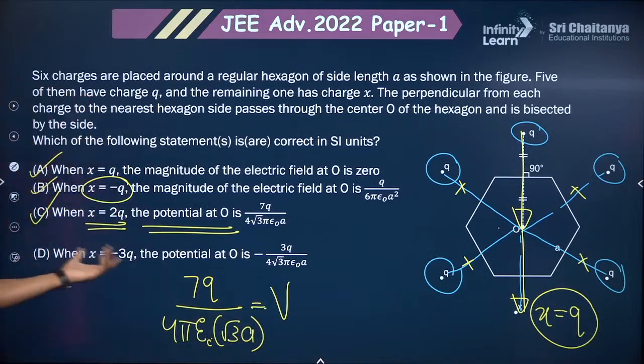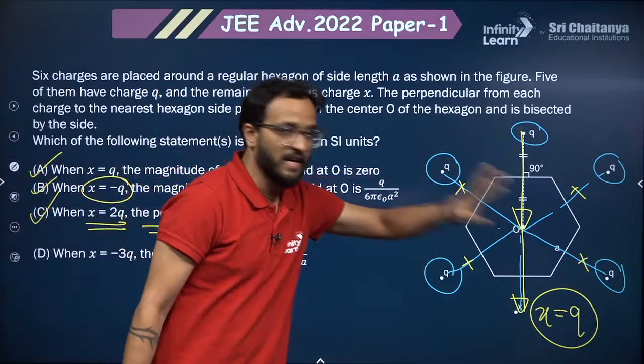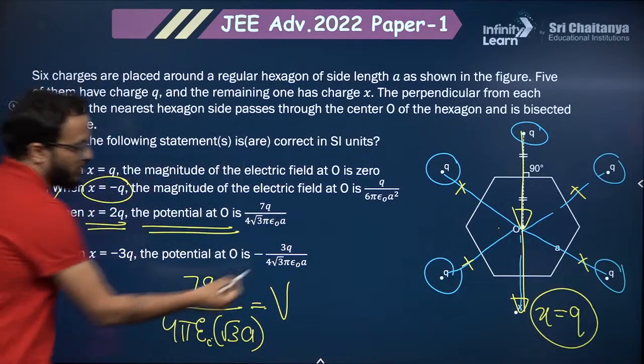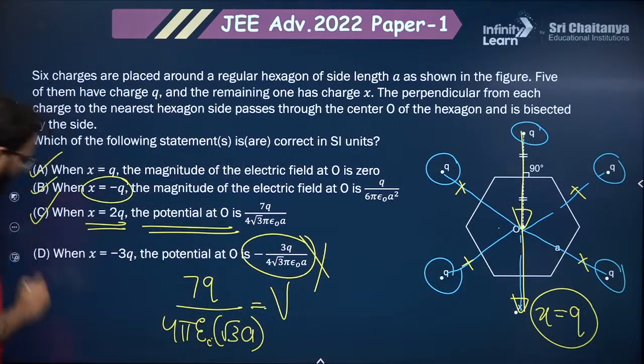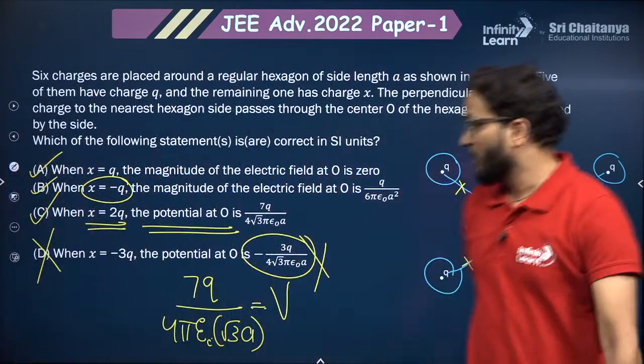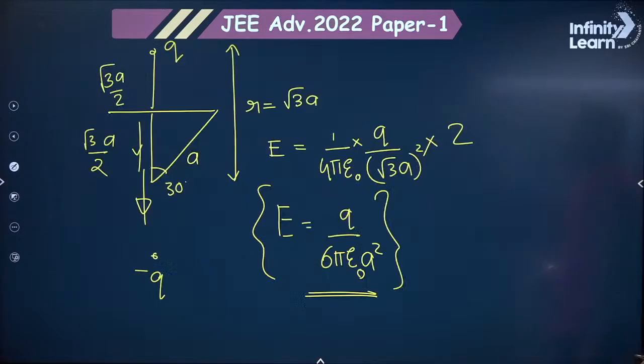Now D, when X is minus 3Q, obviously 1, 2, 3, 4, 5, 5Q minus 3Q, that is 2Q. So net charge will be 2Q. So this is not possible. This is wrong. So this was a very absurd option given by JEE Advanced. Anyways, I hope this is clear everyone. So shall we move ahead now? So A, B and C options are correct. D is wrong in this particular question.